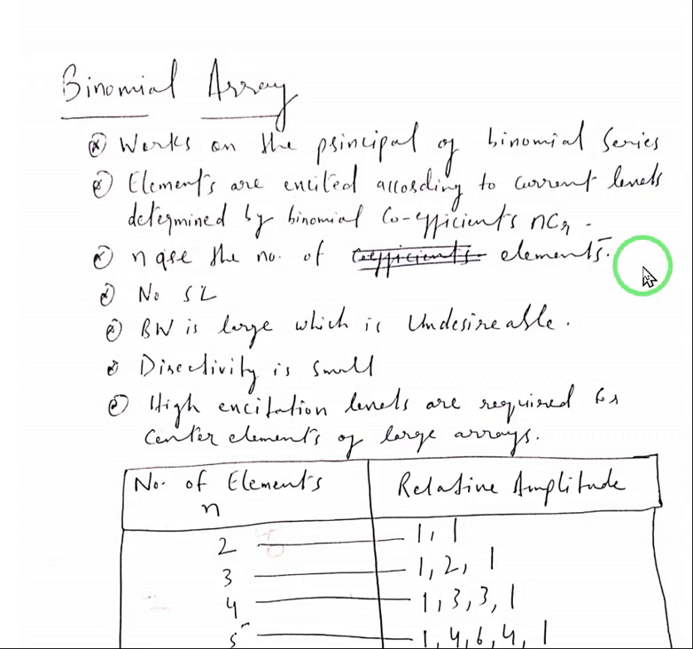Directivity is small, which is another disadvantage of this antenna. And high excitation levels are required for the central elements of large arrays. That means if we have to use the binomial array as an antenna, we have to provide higher excitation levels to the center elements of the array antenna as compared to the side elements. That is also a disadvantage of this type of antenna.